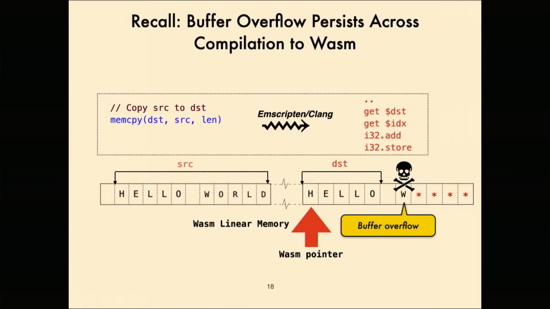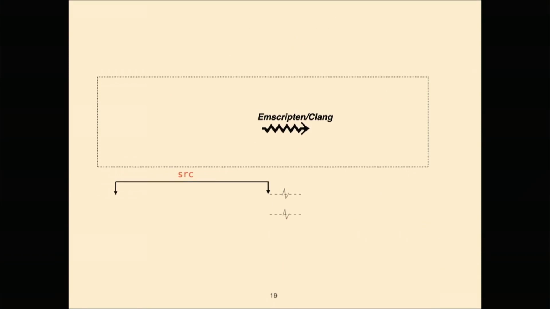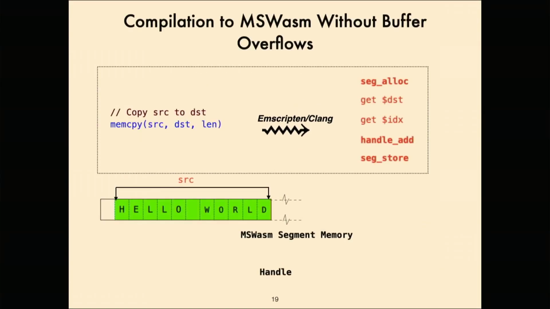So using this, I want to revisit the buffer overflow vulnerability that I have shown to exist or persist at the Wasm level. Recall that there's a buffer overflow when we are writing beyond the destination buffer at the Wasm level. But if you're compiling the same C code to MS-Wasm, instead of the regular alloc and load store, we generate these new instructions, seg alloc and seg load store, as well as a handle add operation for manipulating the pointer arithmetic.